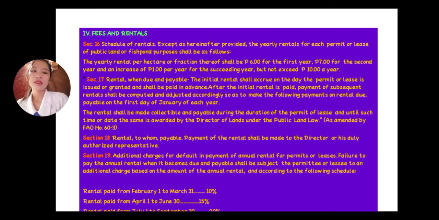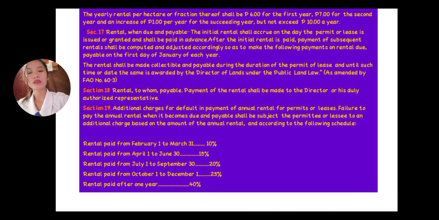So section 19, additional charges for default in payment of annual rental for permits or leases. Failure to pay the annual rental when it becomes due and payable shall subject the permittee or lessee to an additional charge based on the amount of the annual rental and according to the following schedule. So kini mo additional charges ka for default in payment. So kanang waka kabayad sa imong rental, kanang isinod ug mubayad na ka, additional charge sa amount nga tigbayadan jud nimo.